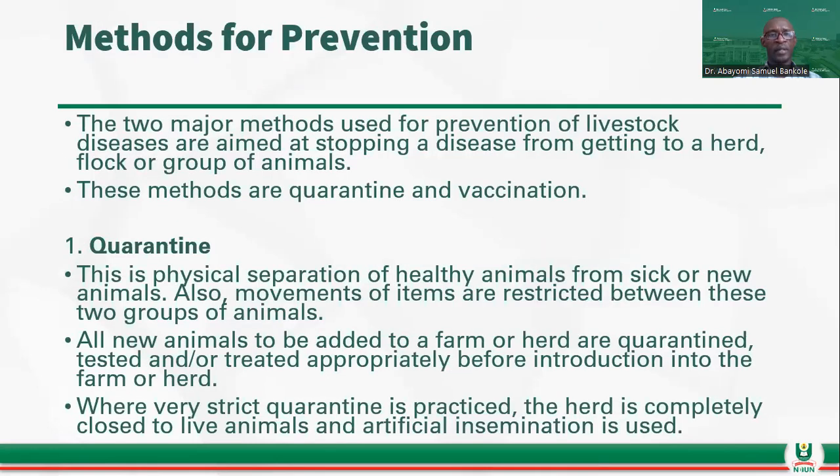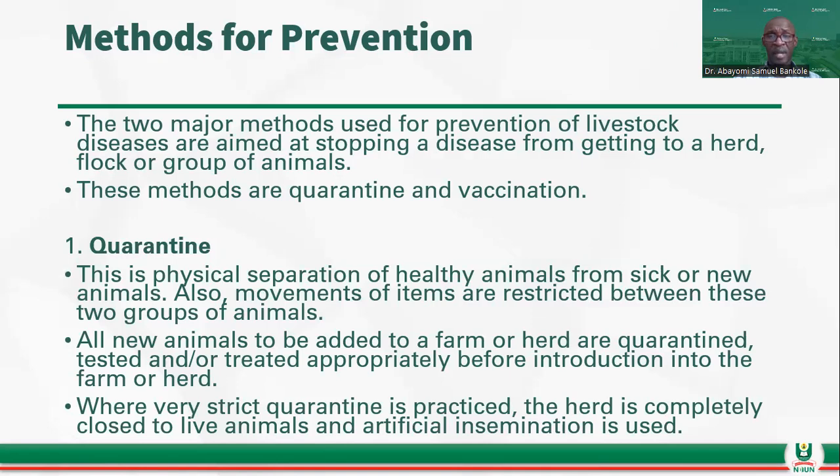All right. So, shall we look at methods of prevention? Two major ones. We have quarantine and we have vaccination. So, we start with quarantine. And this is the physical separation of healthy animals from sick or new animals.